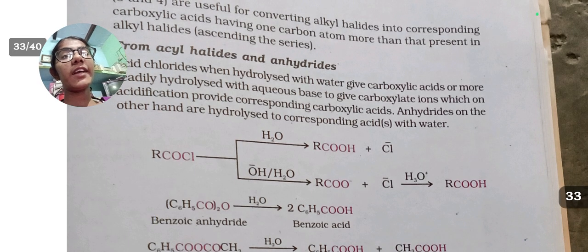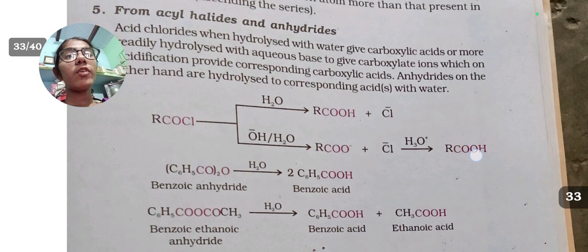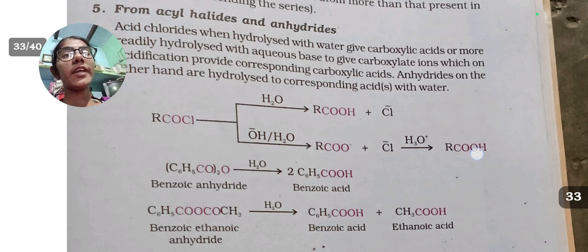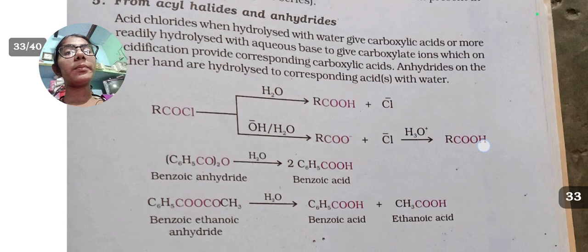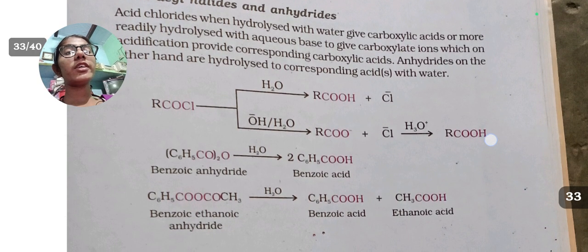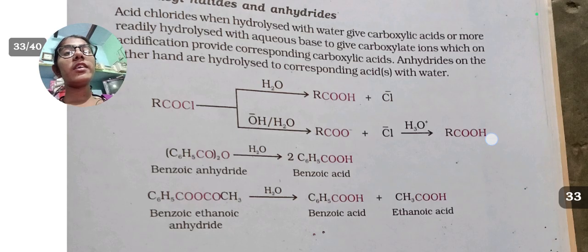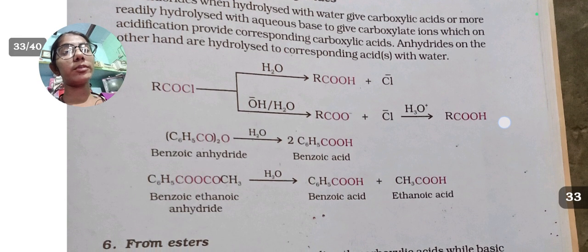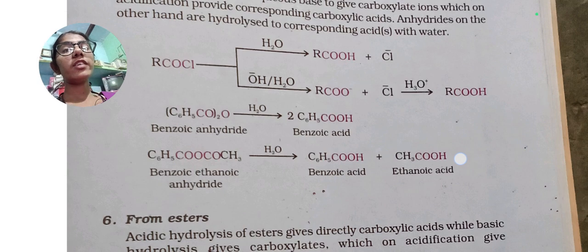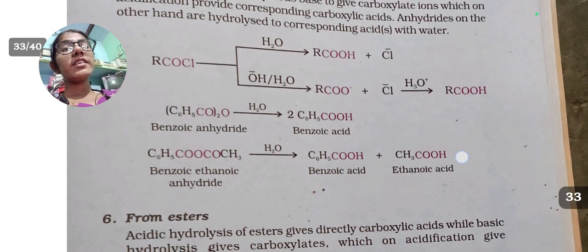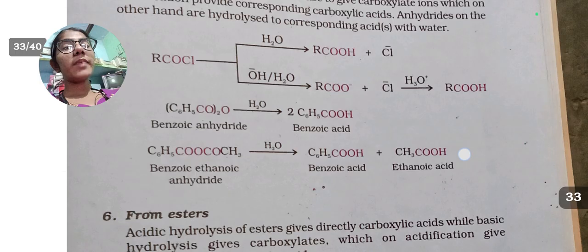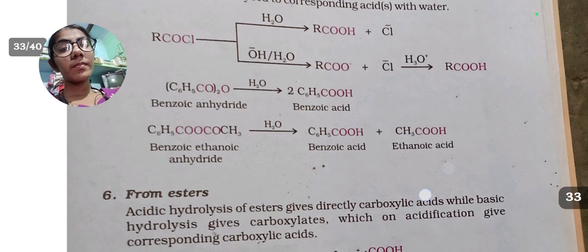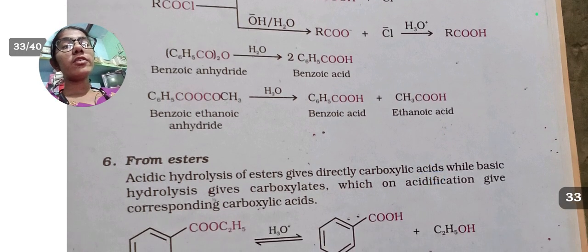in the alkyl halides. Acyl halides and anhydrides: acyl chloride hydrolyzed with water gives the carboxylic acid, or more rapidly hydrolyzed with aqueous base to give the carboxylate ion, which on acidification provides the corresponding carboxylic acid. Anhydrides, on the other hand, are hydrolyzed to the corresponding acids with water. RCOCl then forms the carboxylic acid RCOOH, and the chlorine is removed. Here, benzoic acid and ethanoic acid are formed at last.